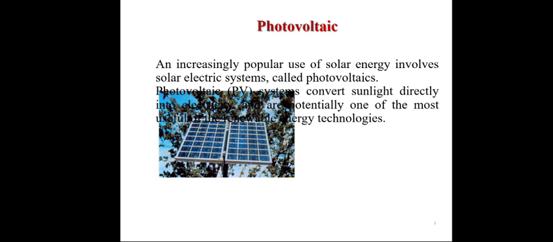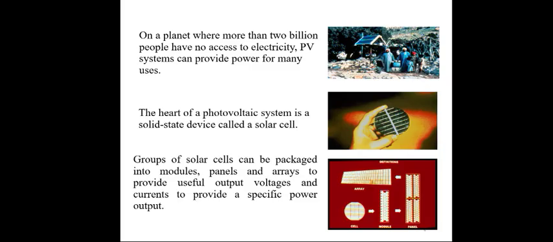Photovoltaic is an increasingly popular use of solar energy that involves the solar electric system called photovoltaics. This PV system can be used to convert sunlight directly into electrical energy. These are all potential technologies that can be used from photovoltaic cells. Of second importance is that on a planet where more than 2 billion people have no access to electricity, with this PV system we can provide power for many of the users.